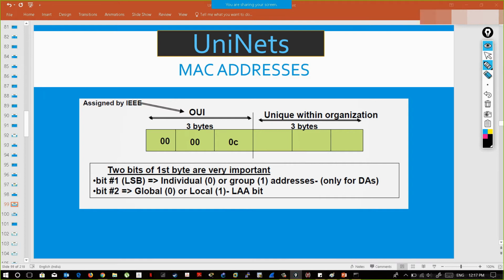So this is the thing I told you. OUI is globally assigned by IEEE, and the rest will be unique within the organization. That is, if you are buying a Dell, Dell will have one, HP will have one, Acer will have one.